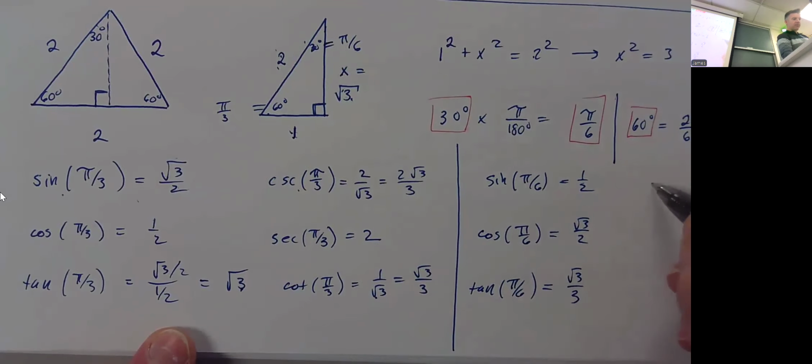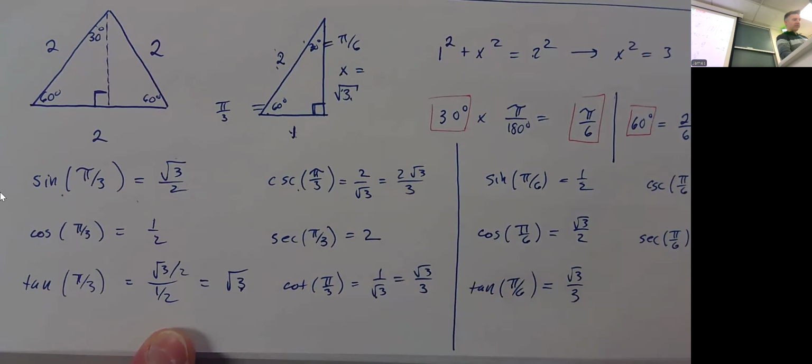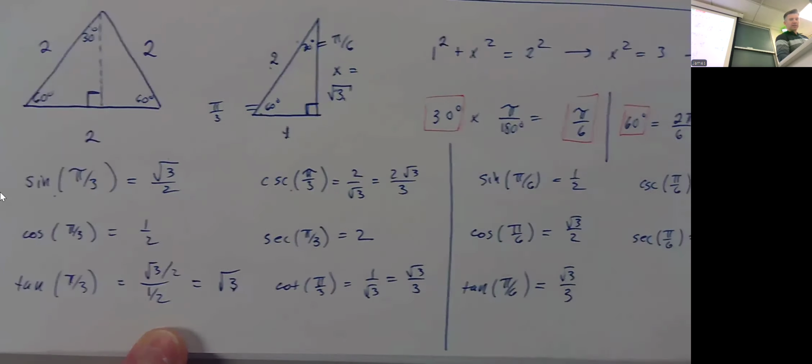And then the rest of them, cosecant of pi over 6 is equal to 2 over 1. Secant of pi over 6 is equal to 2 over root 3, which we rationalize as 2 root 3 over 3.